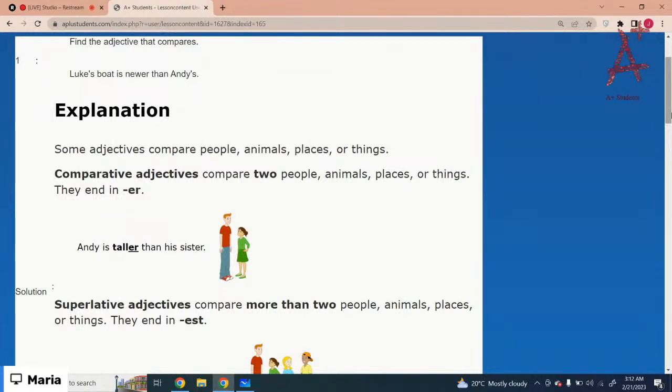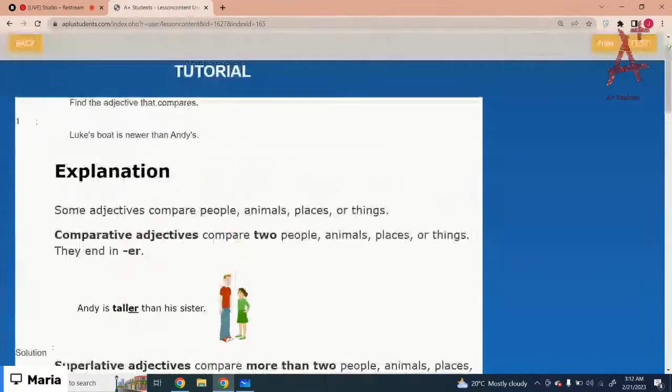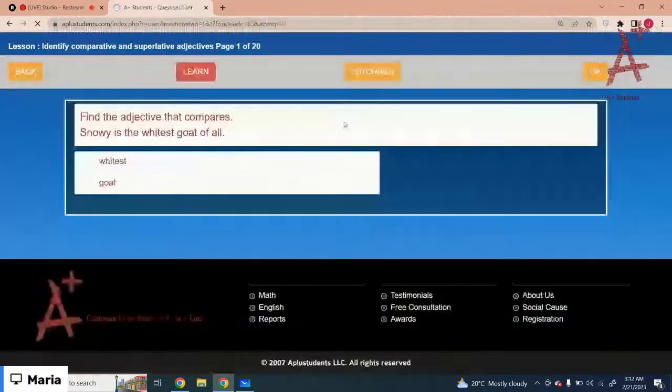Let's just start with the practice questions. Okay. Find the adjective that compares. Snowy is the whitest goat of all. You have to identify the word that is the adjective. Got it? So which one is the adjective? Whitest or goat? The adjective is whitest. Got it?